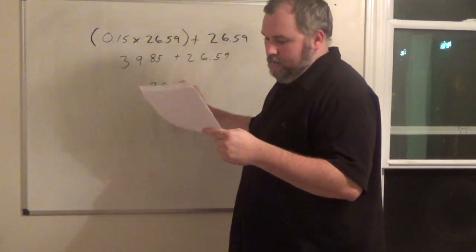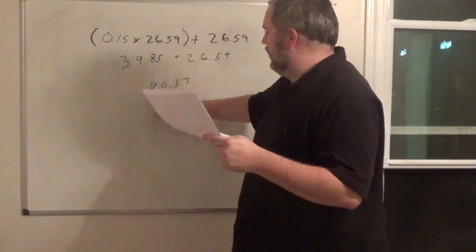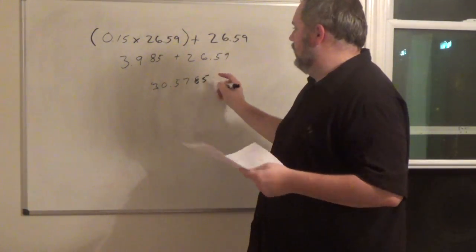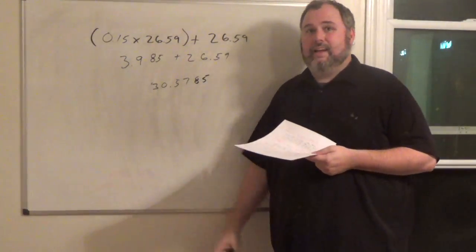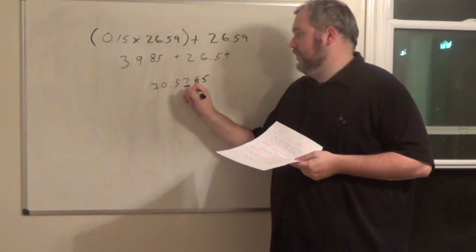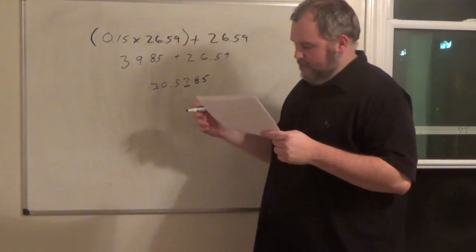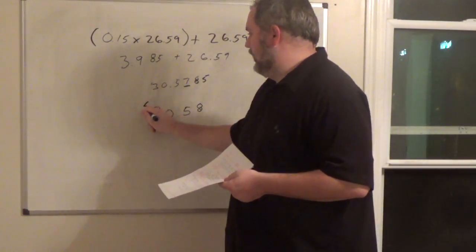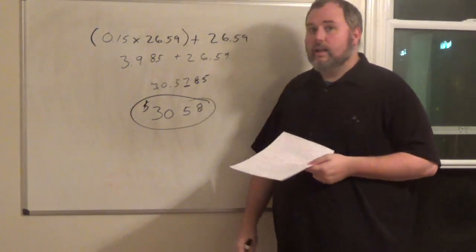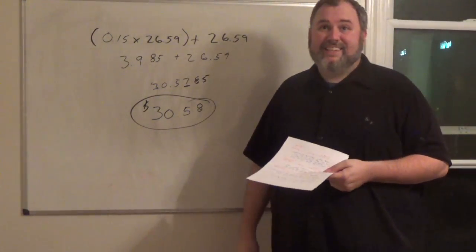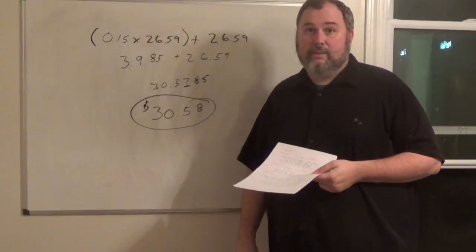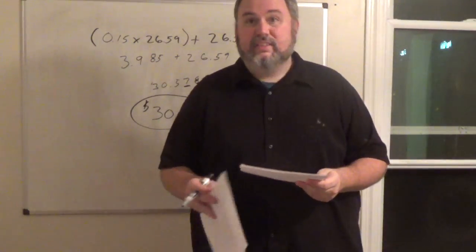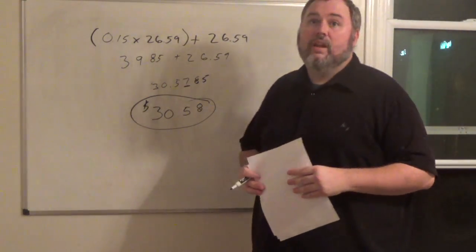You're going to get 30.5785. This is what you get. However, you're not going to pay that. You need to round to the nearest penny. Your penny is here, so that 8 tells that 7 to go up. So your final cost is $30.58. Again, my original bill was $26.59. I added a 15% tip. Altogether, $30.58.